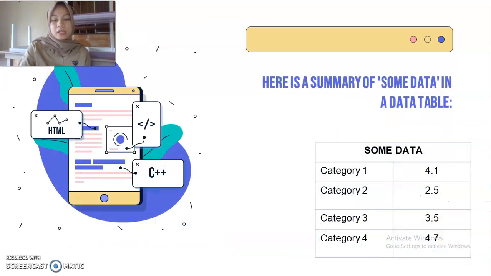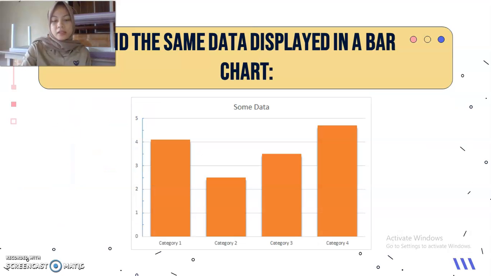Here is a summary of some data in a data table. Category 1, 4.1, Category 2, 2.5, Category 3, 3.5, Category 4, 4.7. And the same data displayed in a bar chart. You can see in this PPT. So you can see immediately that this graph gives you a clear picture of which category is largest and which is smallest. It gives a clear comparison between categories.